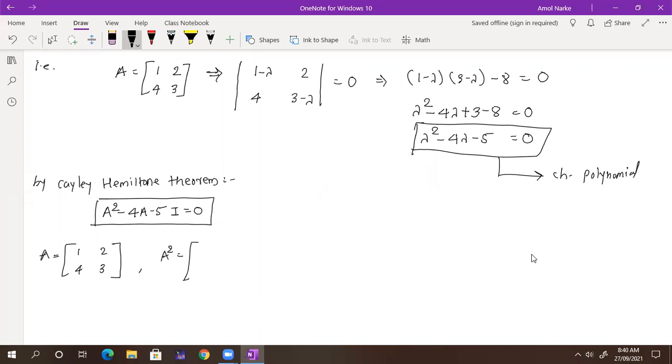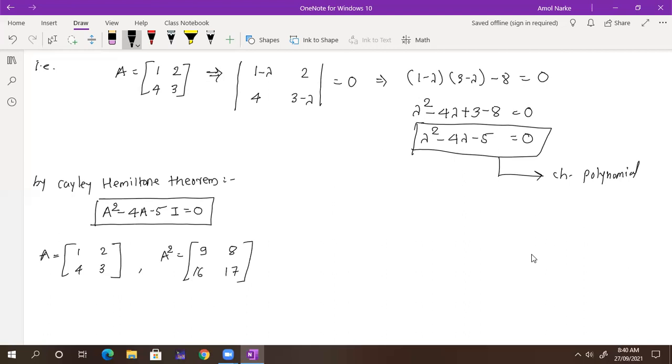Can someone find what is A square? So if I multiply 1 and 8, it becomes 9. Here 2 and 12, it becomes... If I multiply first row and second column, so 1 into 1 and 2 into 4, 7 plus 1, 8. Am I correct? Then I'm getting 8 here. Here I'm getting 16. Here I'm getting 17. Check it out whether this is correct or not.